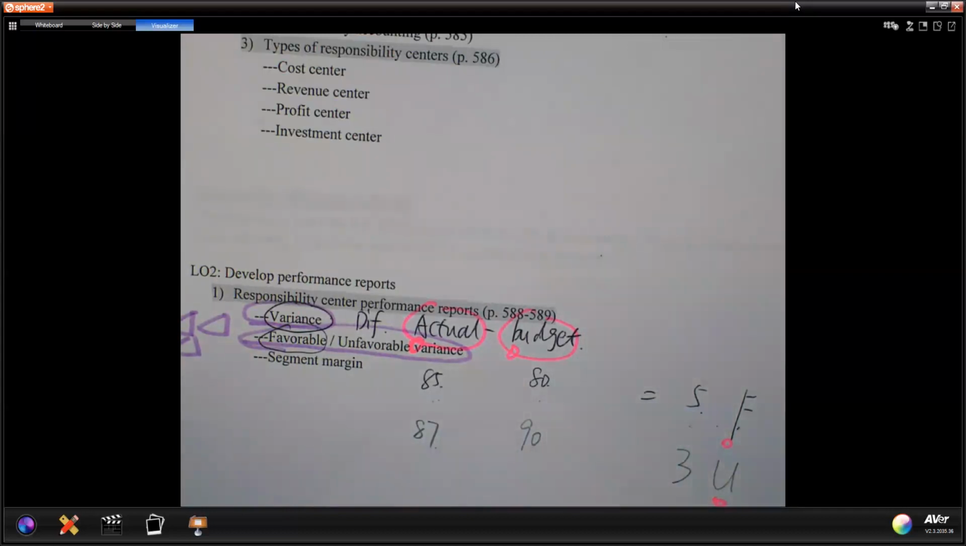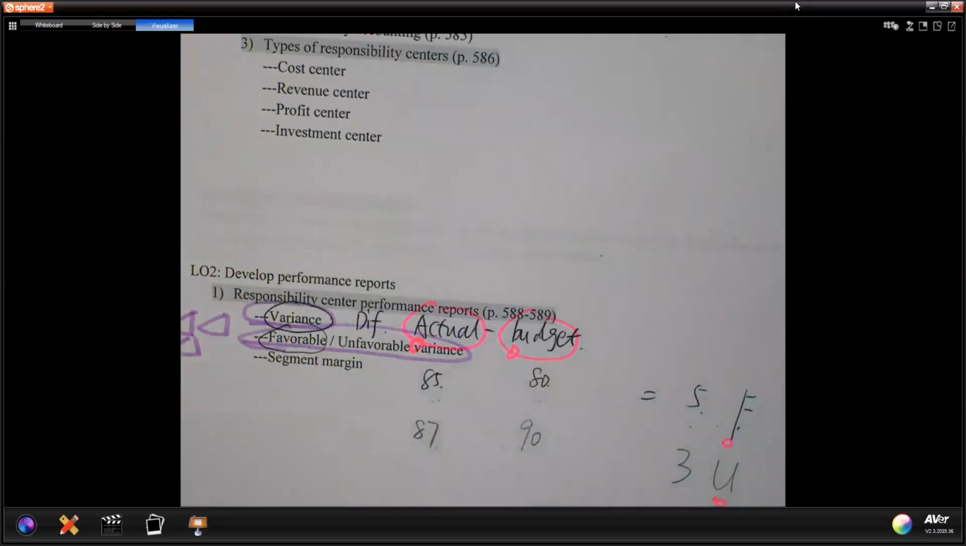So don't memorize it. It's really very natural. Ask yourself, does it help you? You are better or you are worse? That's it. Okay, so remember those things. What's the meaning of variance? We put actual left, we put budget right, and then how do we decide the favorable, unfavorable?